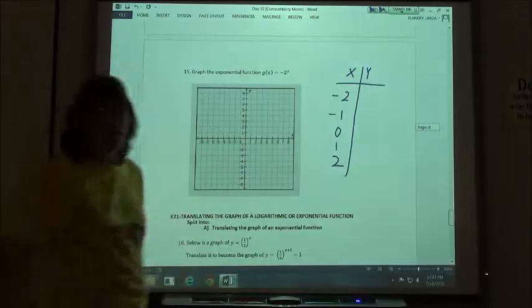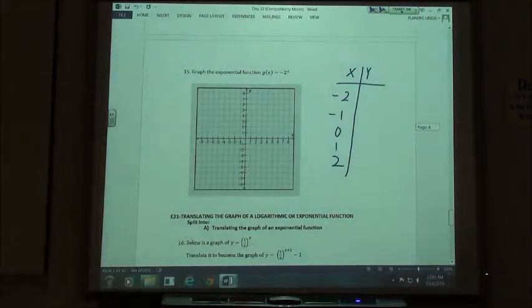Have you graphed exponential functions before? No? Something, hey, you finally got to do something new.